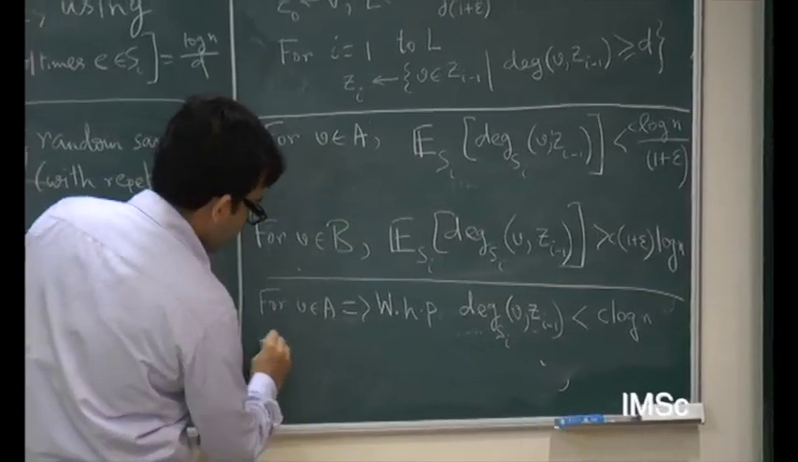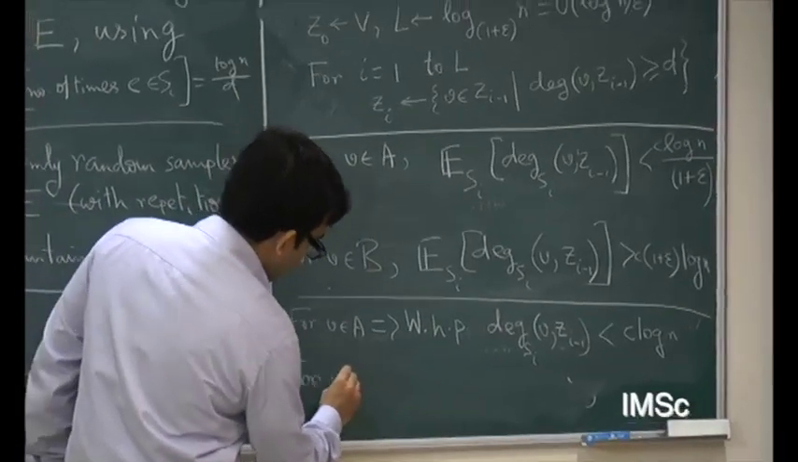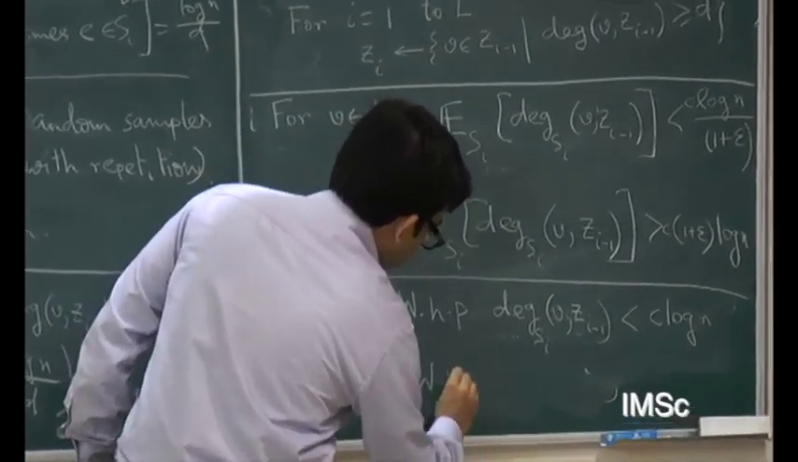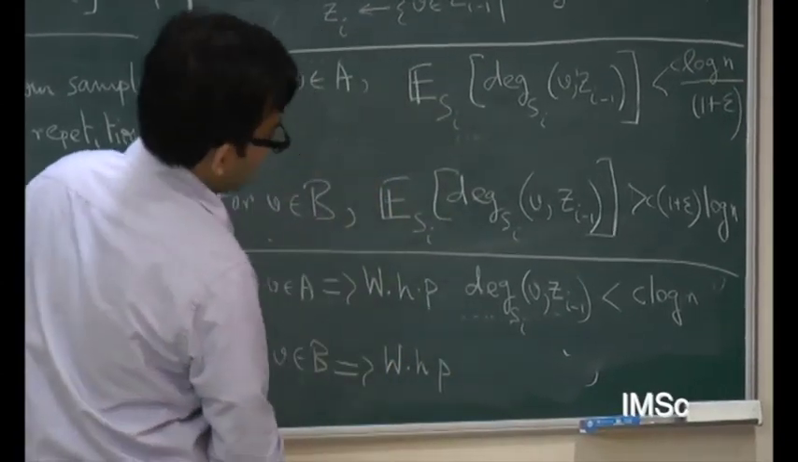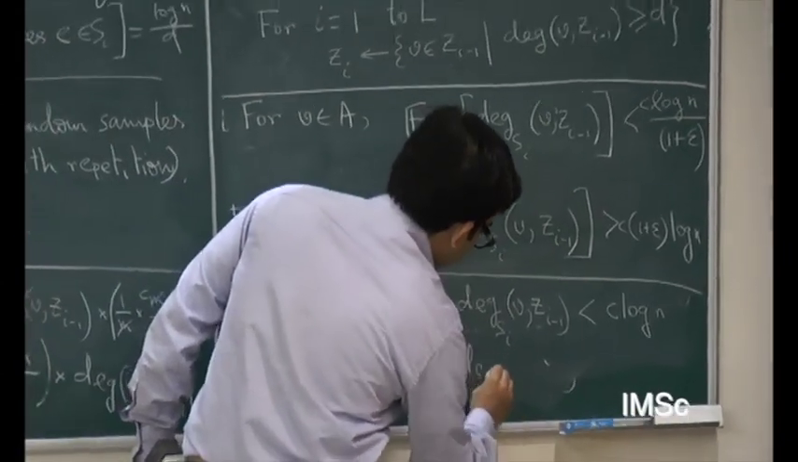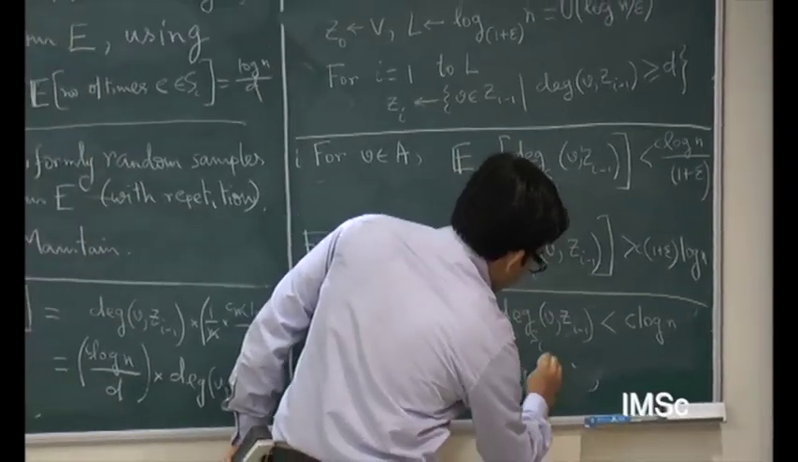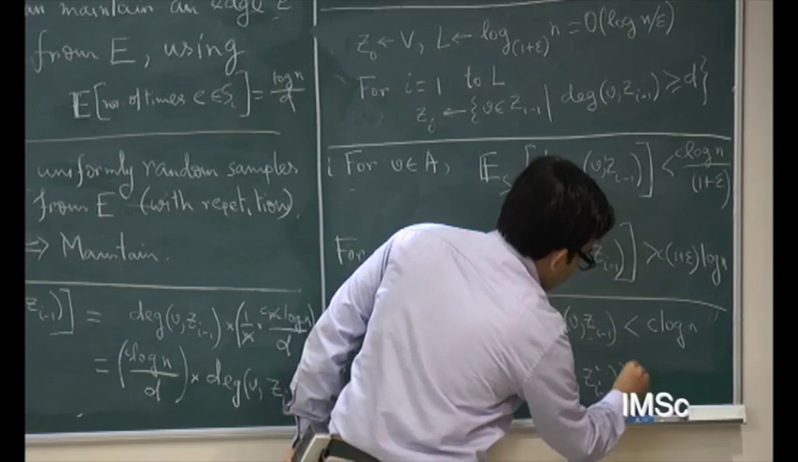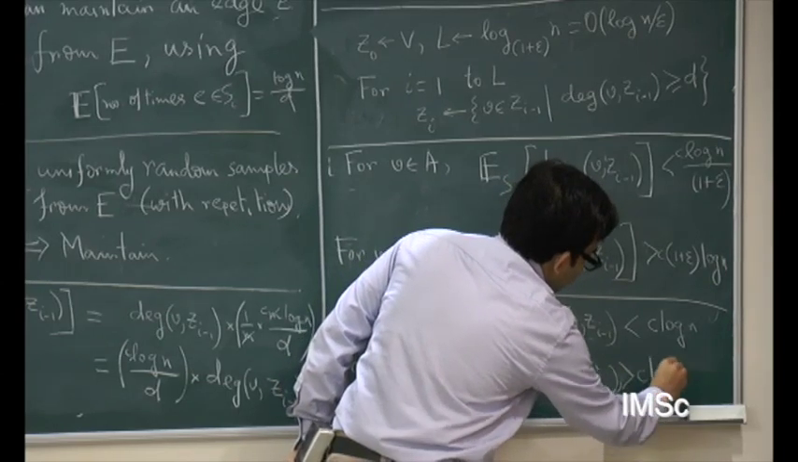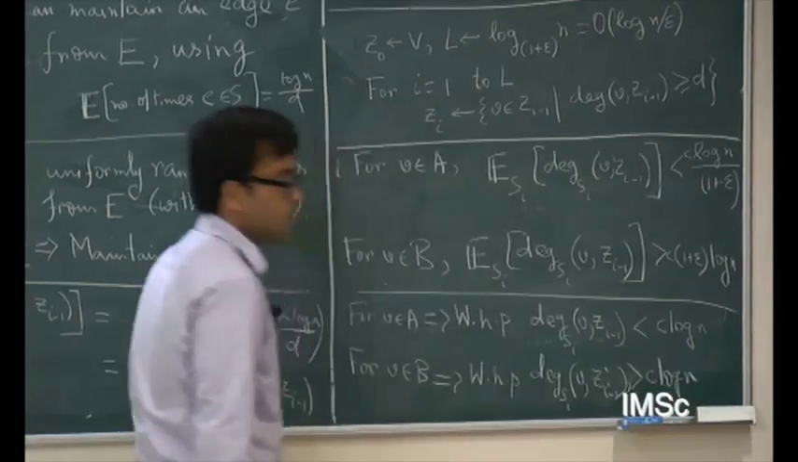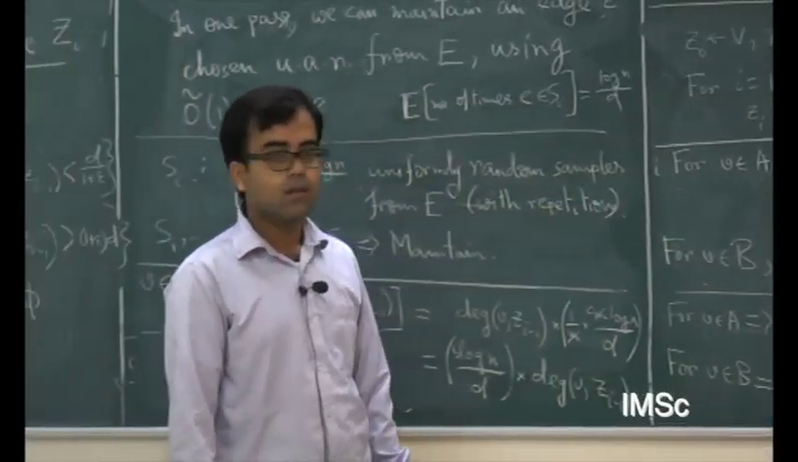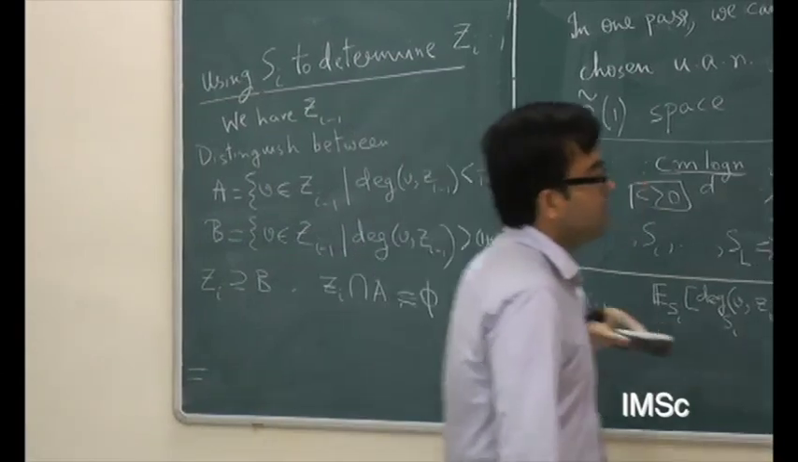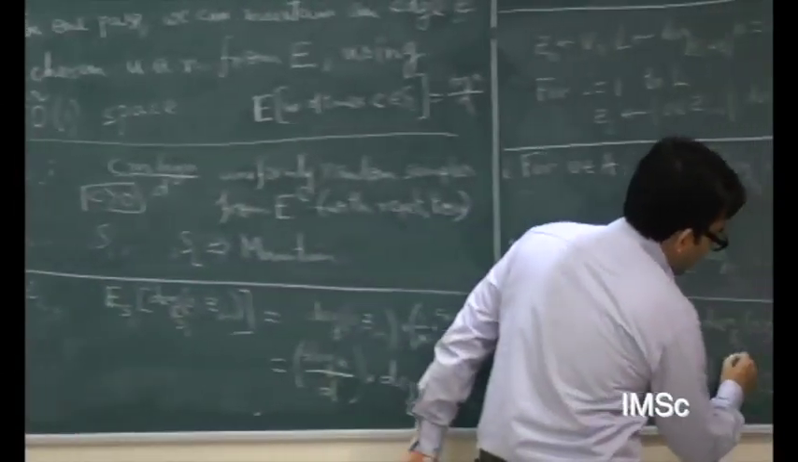On the other hand, for a node in B, with high probability, its degree is going to be sufficiently large, greater than C log n. So basically you could identify these sets A and B just by looking at their degrees in the sample.